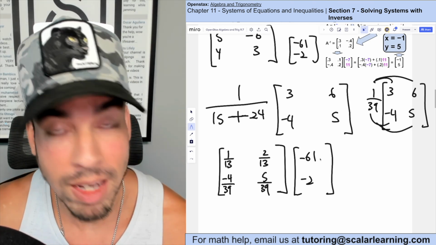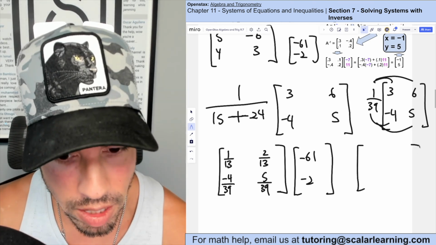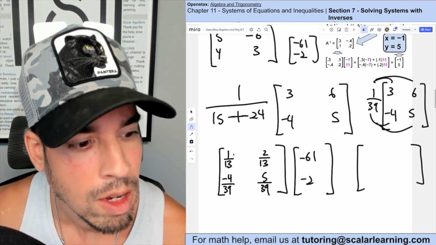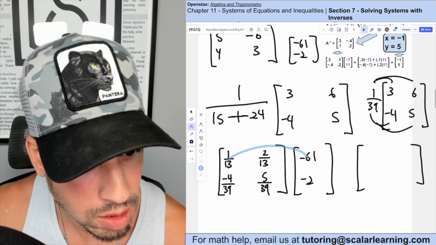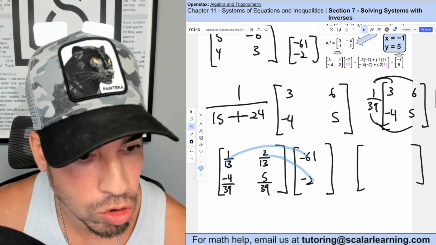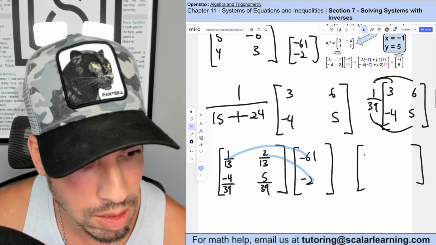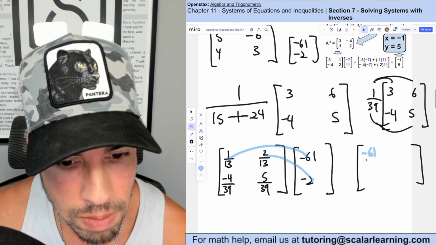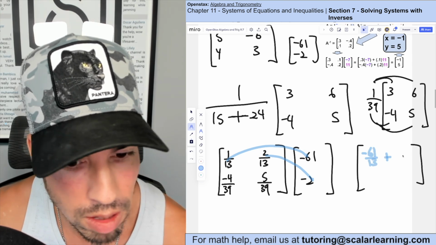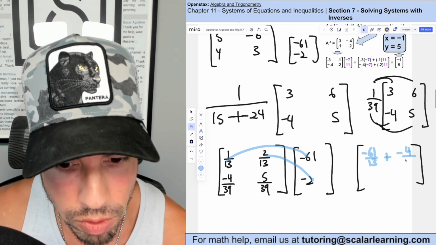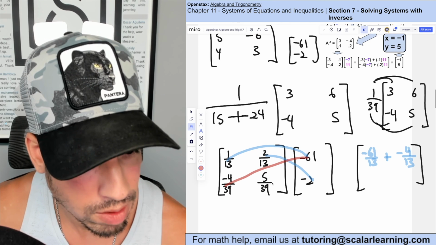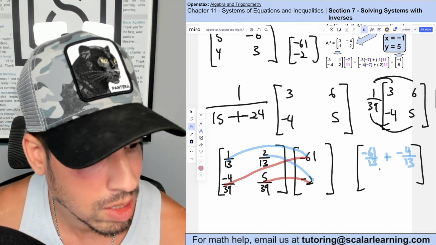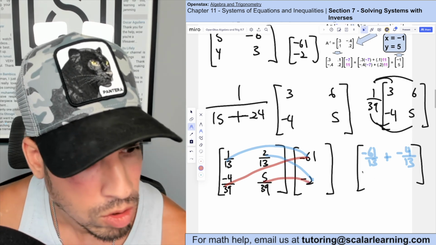All right. Then we multiply by this matrix, this negative 61 and negative 2. When we multiply it, the resulting matrix is going to give us our answers for x and y. So check this out. Now remember when we multiply, we're going to do a little color coding. So we got 1 over 13 times negative 61 plus 2 over 13 times negative 2. So that's negative 61 over 13 plus negative 4 over 13. And then on the bottom, we got negative 4 over 39 times negative 61 plus 5 over 39 times negative 2.